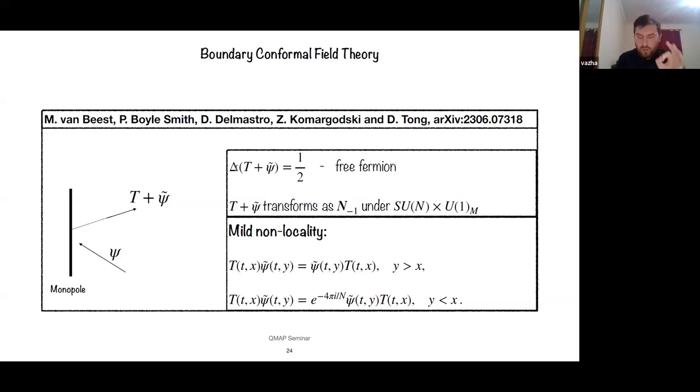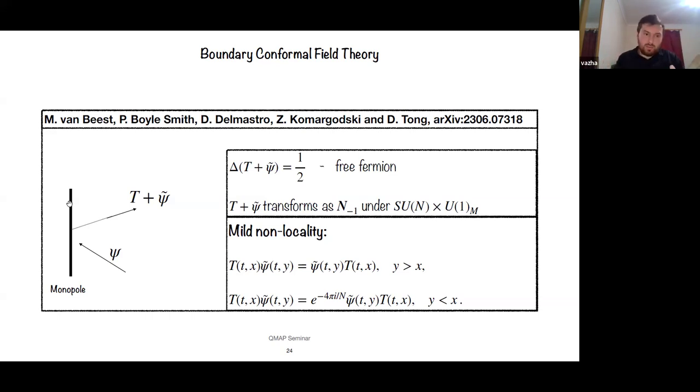On top of that, they found that the scaling dimension of this seemingly non-local operator is 1/2. So what you create is just a free fermion. They also found that this thing transforms under the symmetry group as n-1, as it should be, because we need to conserve the charges. But additionally, they found mild non-locality.